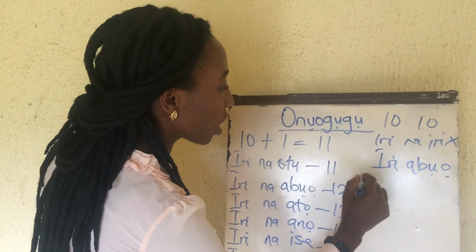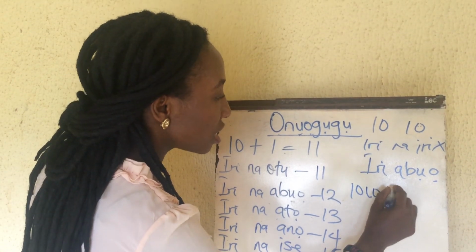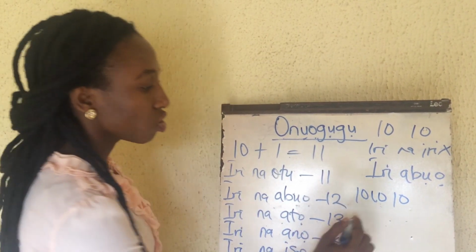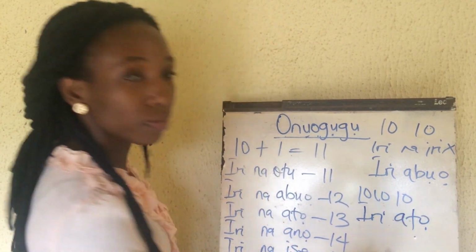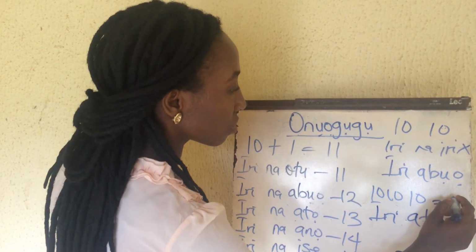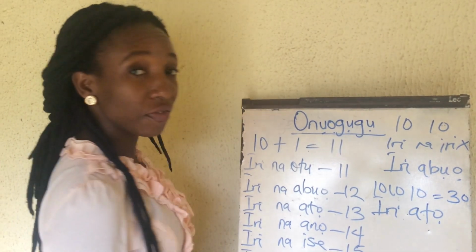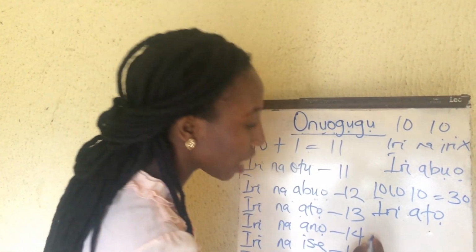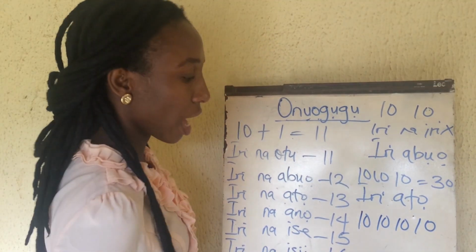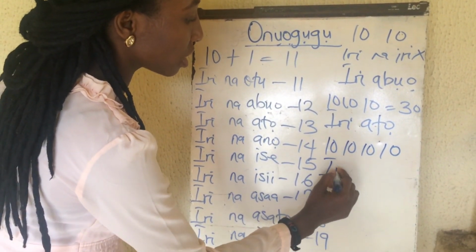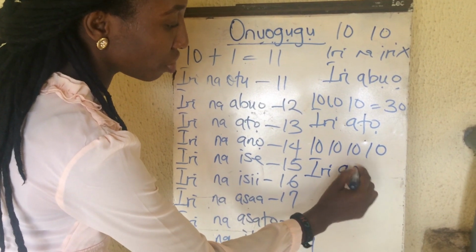If you want to write 30, how many tens make up 30? 3 tens. What is 10 in Igbo? Iri. How many are they? There are 3. Iri ato. You want to write 40. How many tens make up 40? There are 4. And what is 10 in Igbo? 10 is known as iri. How many are there? There are 4. Iri ano.